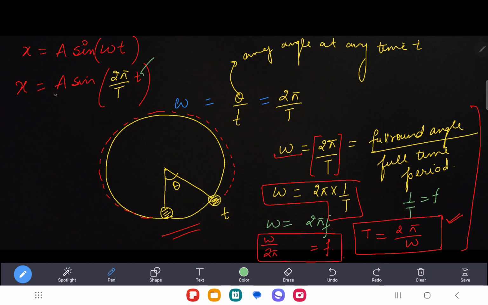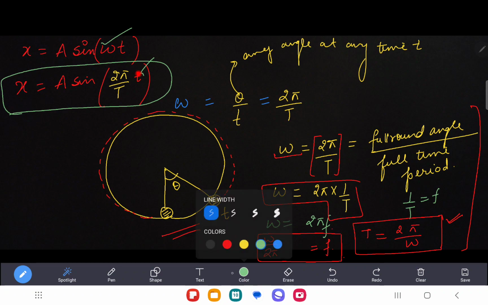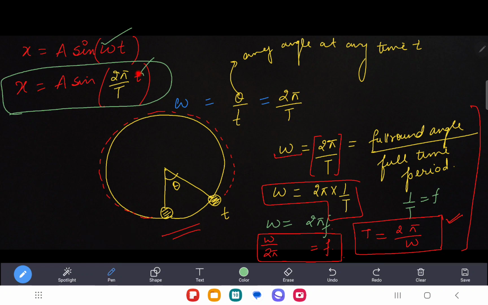Why am I saying this? Sometimes the question gives you omega directly, so you use the top equation. But sometimes the question gives me the capital T total time, and some other time, so then you use this formula. I hope you're understanding, right? So this is the concept.